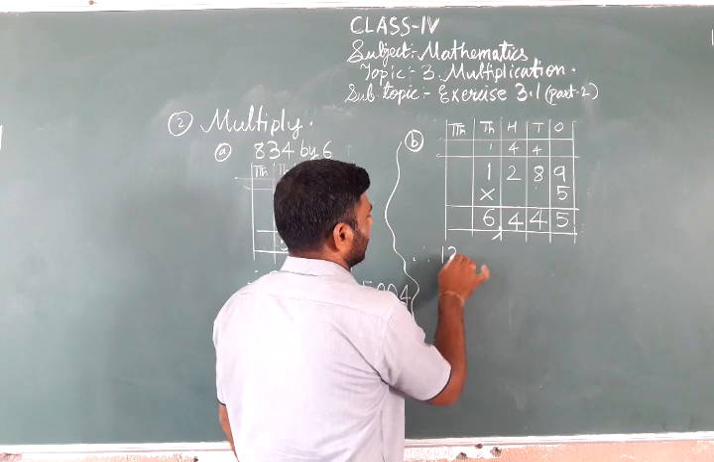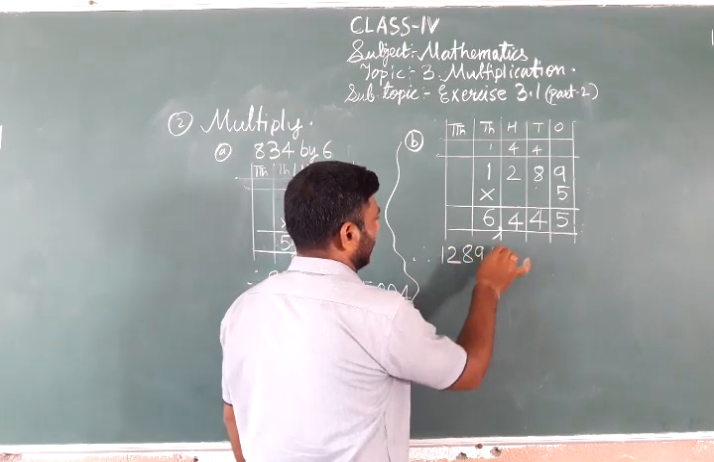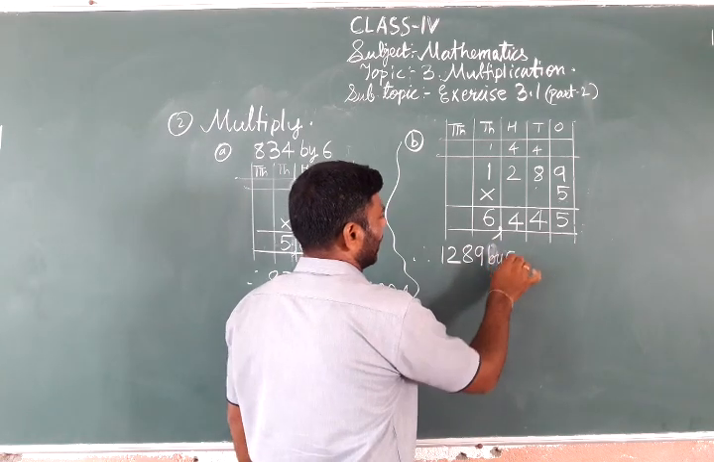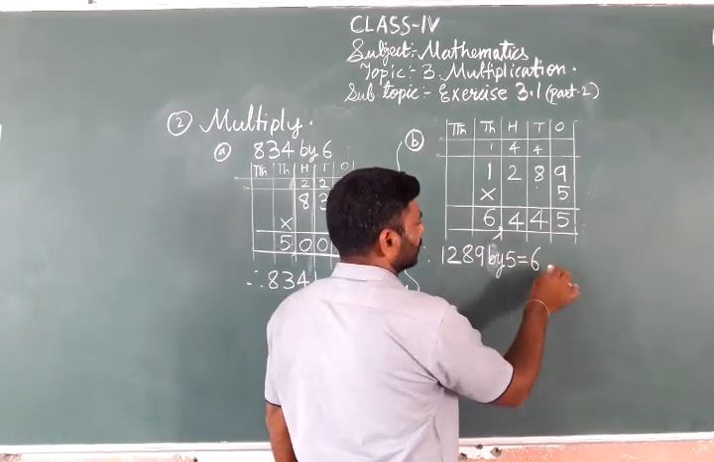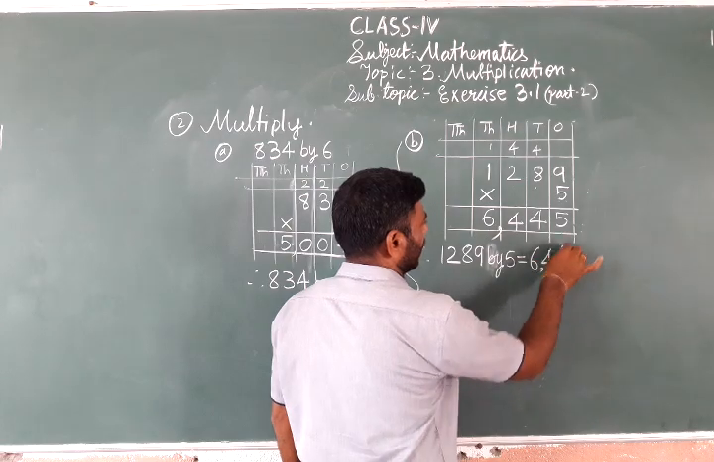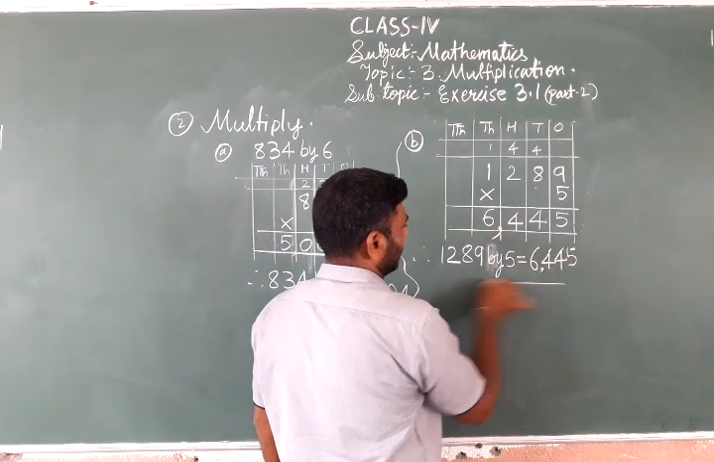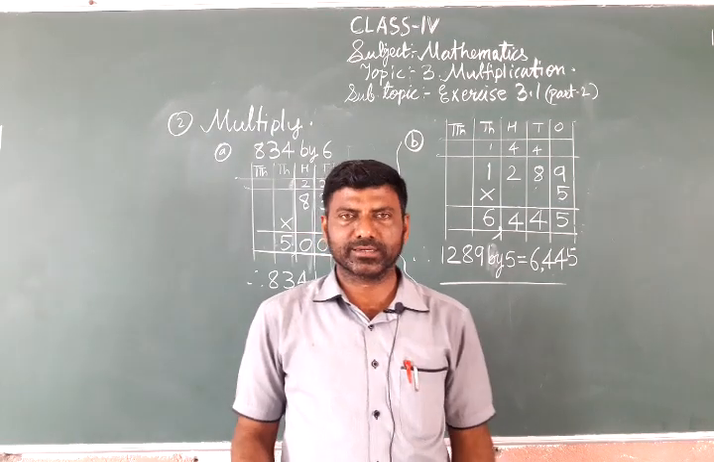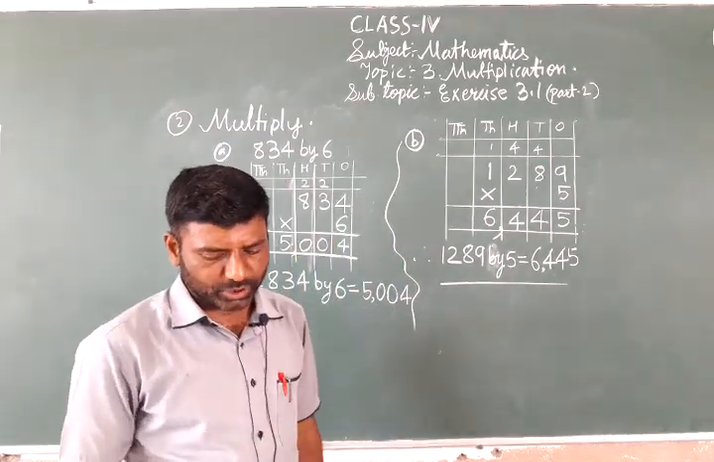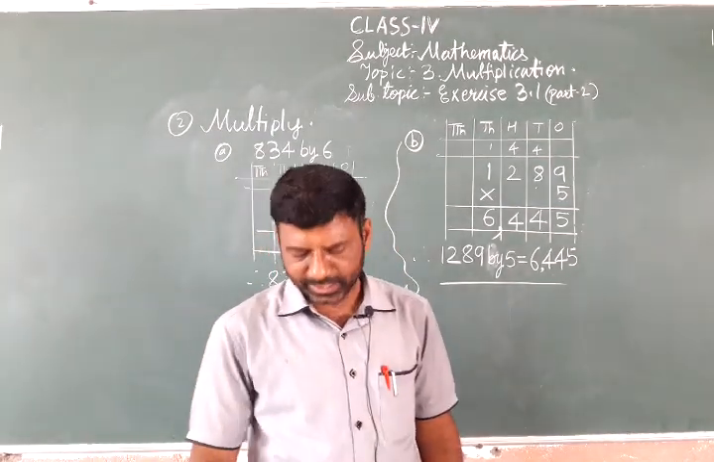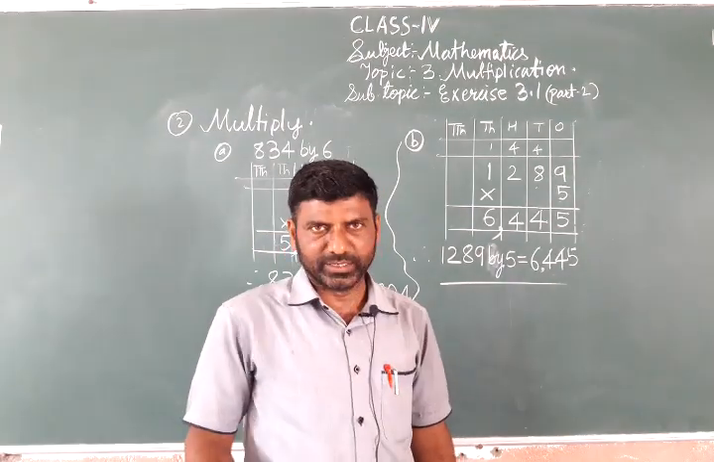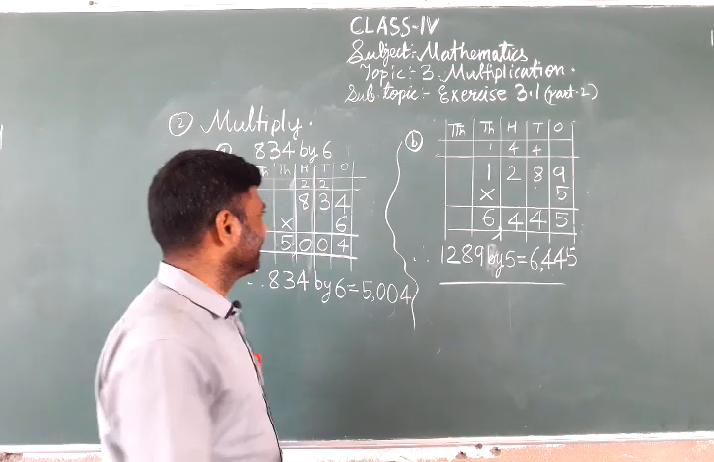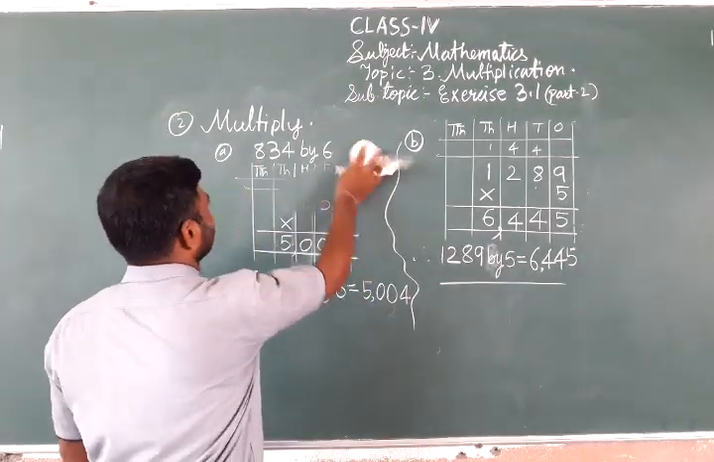Therefore 1,289 by 5 is equal to 6,445. Understand? Okay. Any doubt? Are you able to solve the remaining C and D, or else I can solve one? Okay, I will solve one. Right. I will write here.